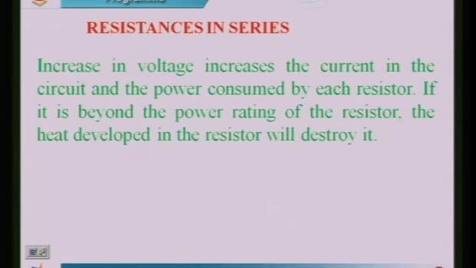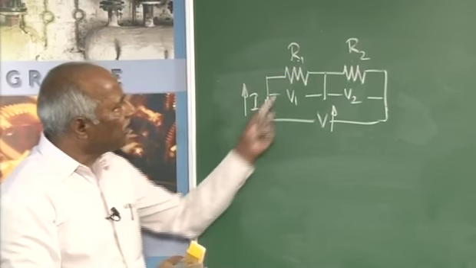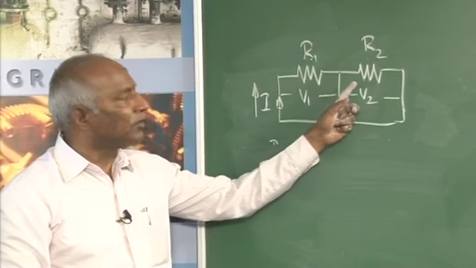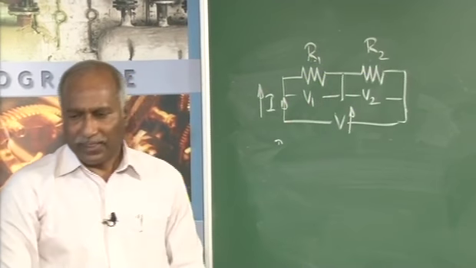As you can observe here, as the voltage goes on increasing for given values of resistors, the current also goes on increasing, and the heat developed in them also goes on increasing, which may lead to destroying of the resistor.